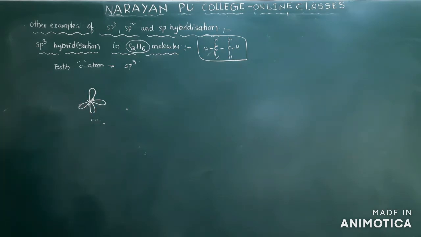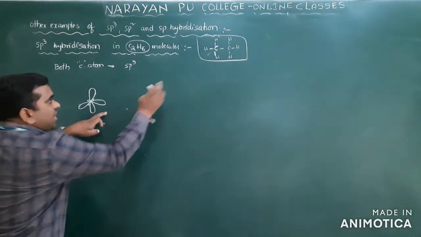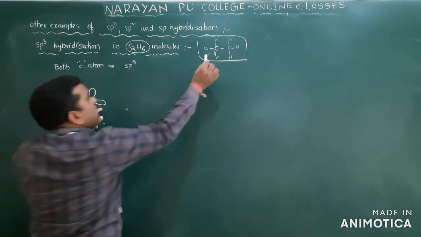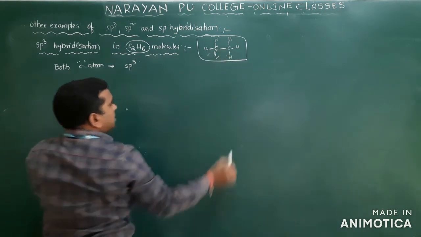These all are which one? 4 sp3. This is one carbon. Another carbon is there here. Another carbon also has sp3 hybridized orbitals. What happened here? They have to form a sigma bond.